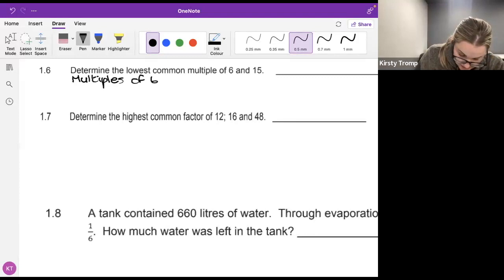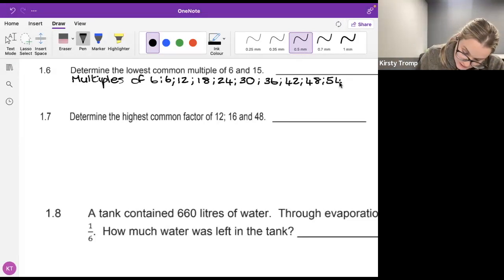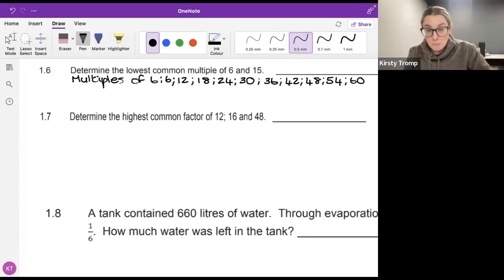First of all, I'm going to write out the first 10 multiples of 6 for you guys. The first 10 multiples of 6 would be 6, 12, 18, 24, 30, 36, 42, 48, 54, and 60. What are multiples? They are numbers which 6 can go into.